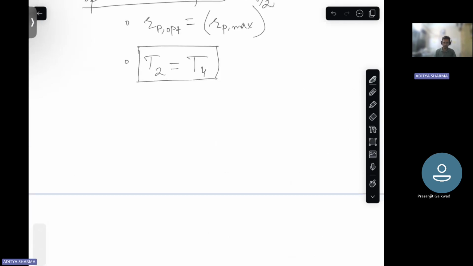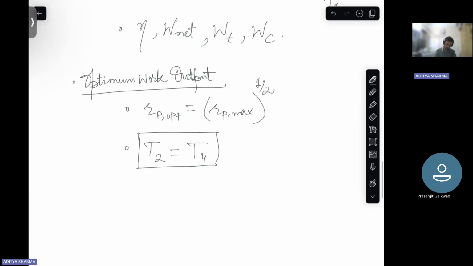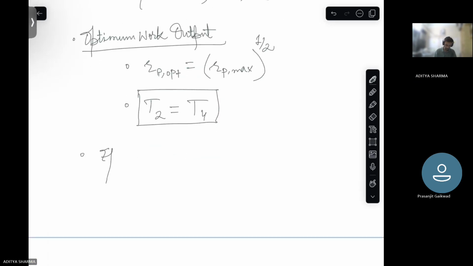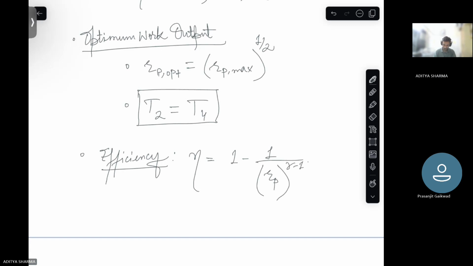Then efficiency. One formula for efficiency is: the efficiency of your ideal Brayton cycle is 1 minus 1 by, so this is your efficiency, right?